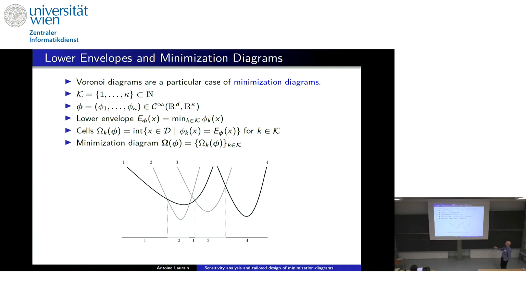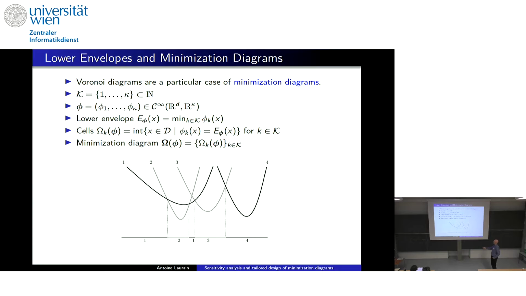You have a set of indices, which I call capital K, and you have a function phi, which is just a vector-valued function. And then the cells are defined by the lower envelope of these functions. So you can see here I draw, I mean, this picture is not from me, actually, I took it from a paper. So you can see this is the first function, this is the second function, the third function, and the fourth function. And the lower envelope is just the graph which is the lowest part of all these functions.